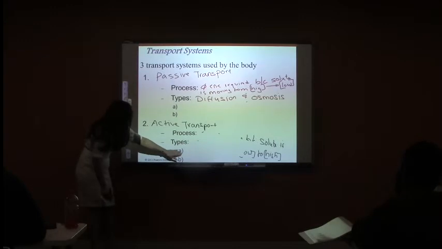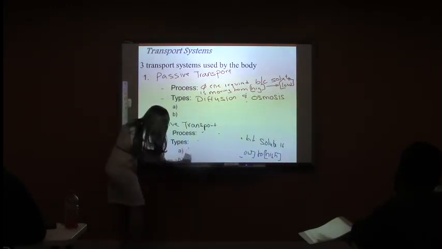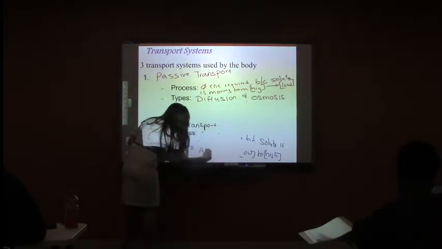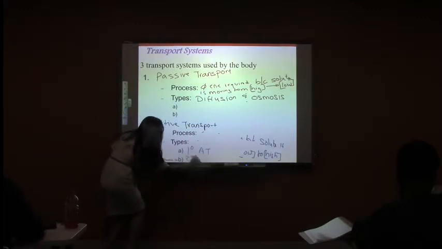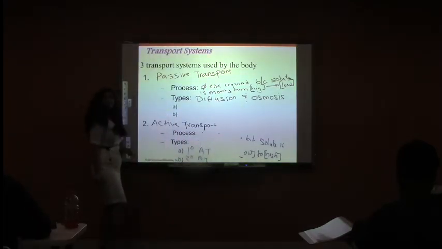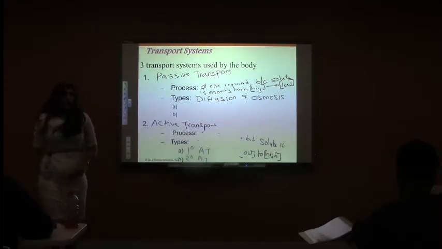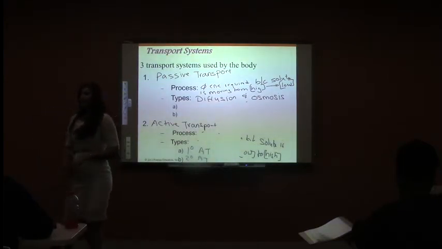So, okay, two types. Primary active transport and secondary active transport. Okay? So active transport, two types, primary and secondary.